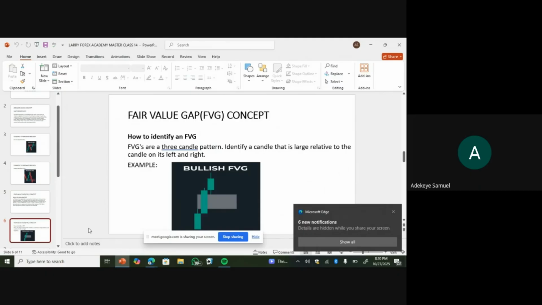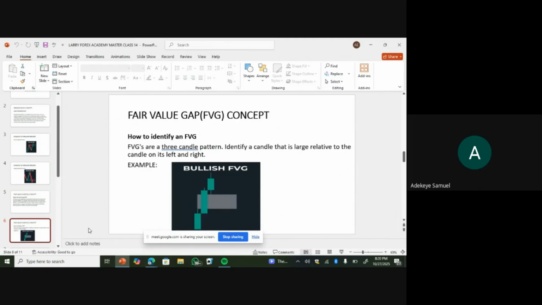Now, how to identify a fair value gap? A fair value gap is a three-candle pattern. Identify a candle like this that is larger relative to the candles on its right. I've explained this; this is an example that I just broke down for you. Now we have three candles here, 1, 2, 3. The first one must have what we call an upper shadow, and the third one must have what we call a lower shadow. So the gap between this first candlestick high and the third candlestick low is the fair value gap. This is the bullish fair value gap.